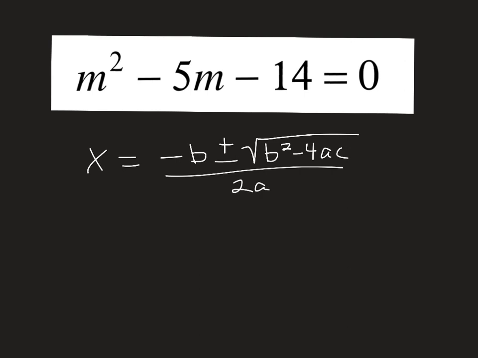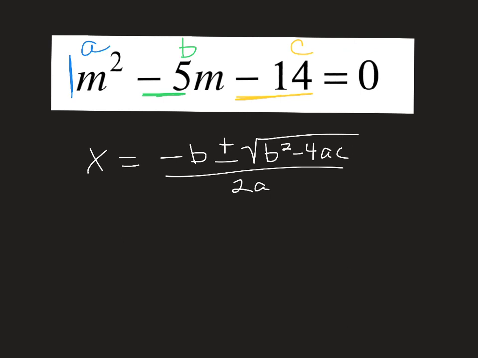Now that we have checked to make sure we have the correct formula written down, I want you to now pause the video and label A, B, and C in the original problem. Again, I'm going to assume that you've paused the video and that you've tried that out yourself. So in this case, A is going to be that 1 that is in front of the m squared. B is going to be a negative 5. And C is that negative 14 for a constant.